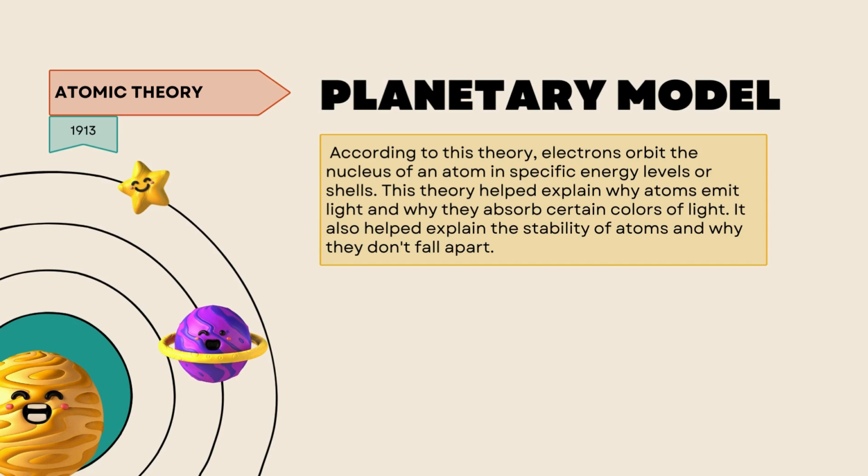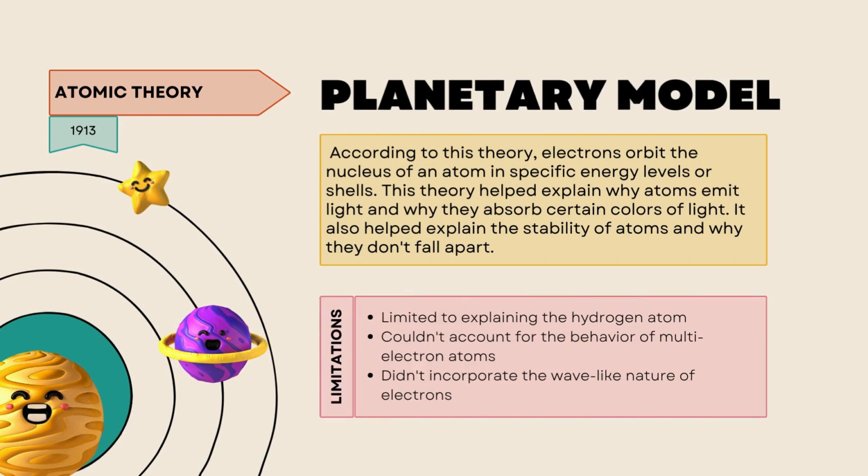But this model also has some limitations. It is limited in explaining the hydrogen atom. He says that electrons revolve around the nucleus and absorb and release energy, but this model couldn't explain the behavior of multi-electron atoms, when more than one electron is present. It also doesn't explain the wave-like nature of the electron, that electrons are not moving in a fixed orbit but have a wave-like nature as well as being particles. This concept is not explained by Niels Bohr.